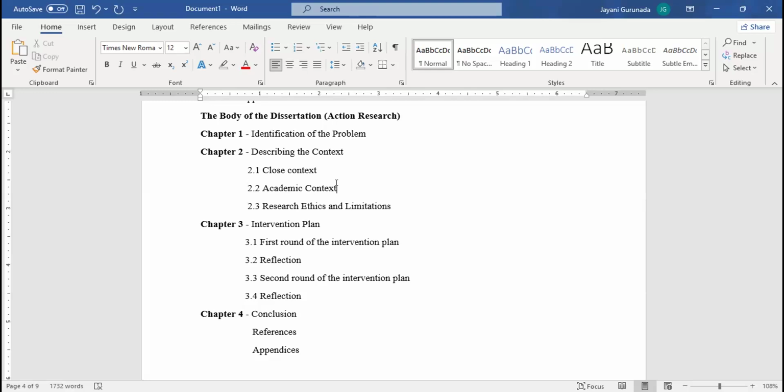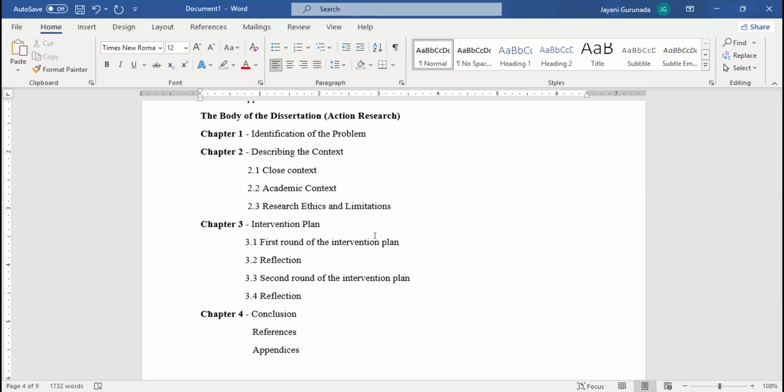Then research ethics and limitations. First research ethics, then you go to research limitations. Then chapter 3, your intervention plan. Table, so I taught you how to do that. Objective. Next one.